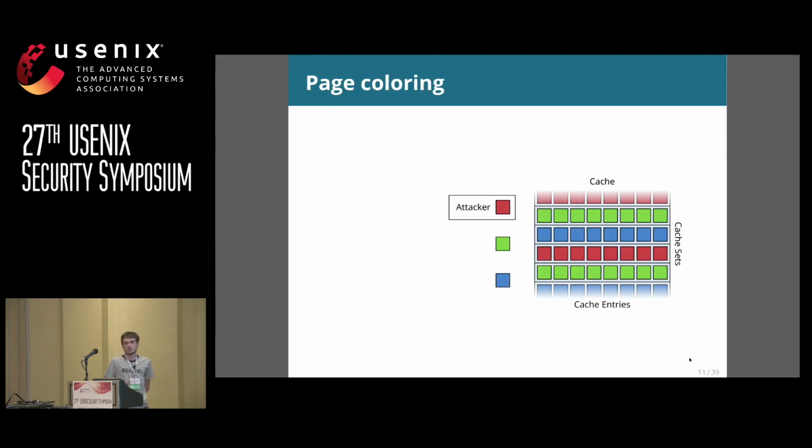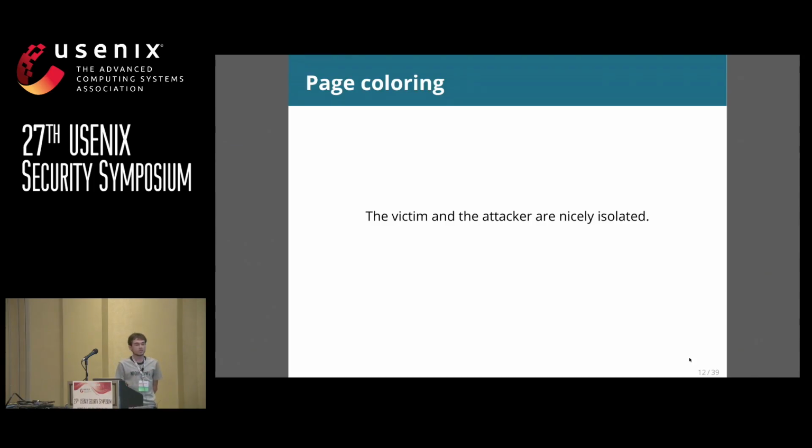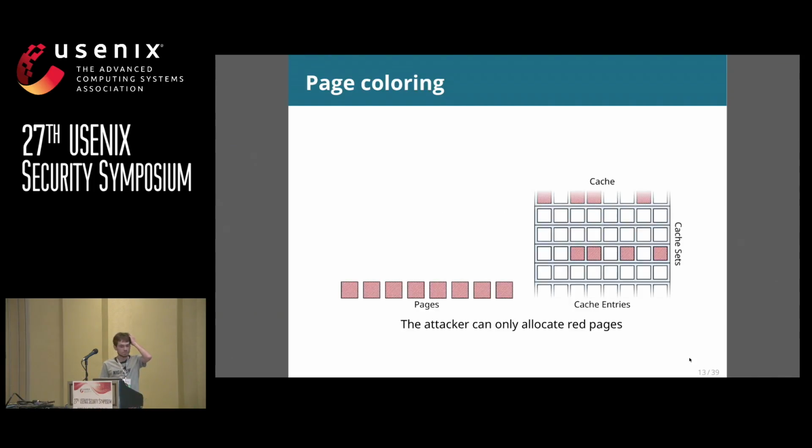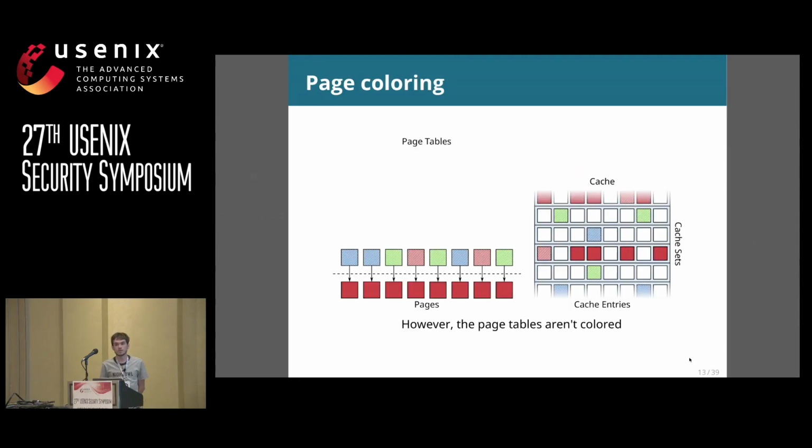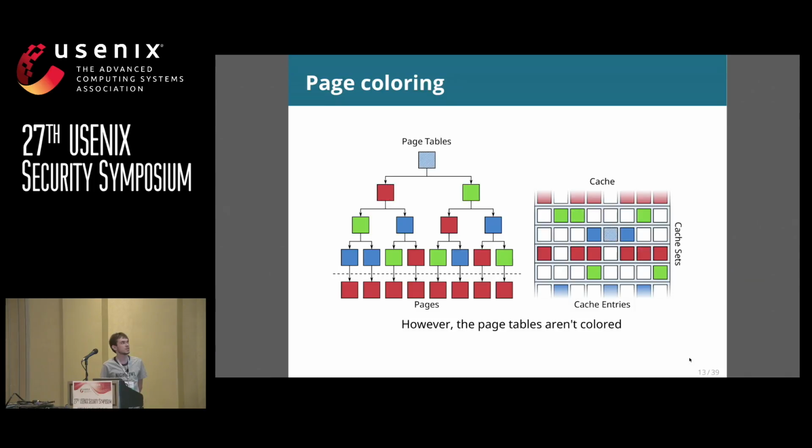Now, if we give, for instance, as an operating system, the attacker always red pages, and the victim the blue or green pages, then these are fully isolated, shown here in the slide. So these are nicely isolated, so everything is fixed, right? Well, if we look further into page coloring, we can see that if the attacker allocates some pages, he will only allocate red pages. But if we look at the page tables, these are not typically colored by this defense. So what happens is that they can have any of the colors available in the system, red, blue, and green.